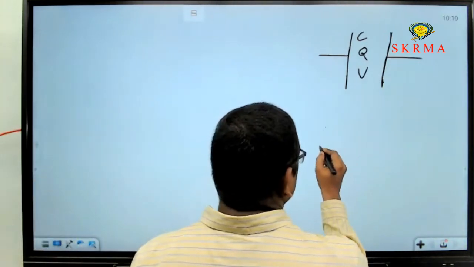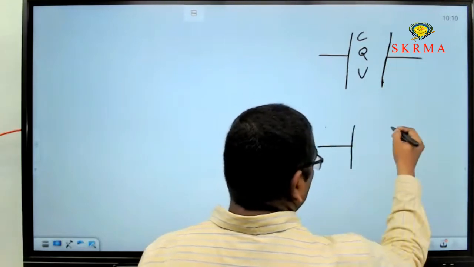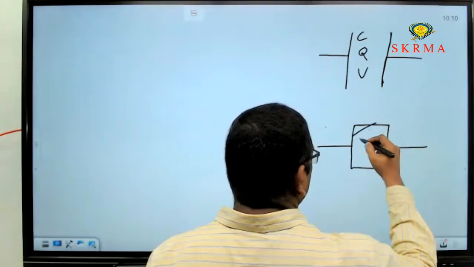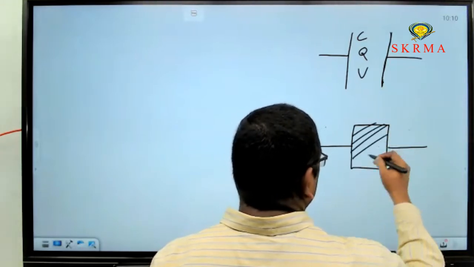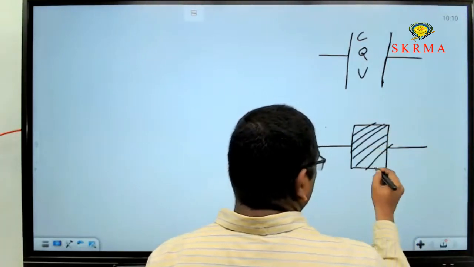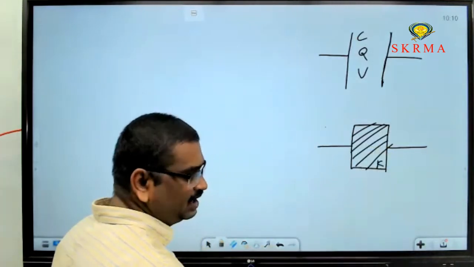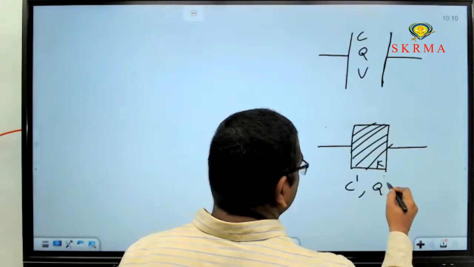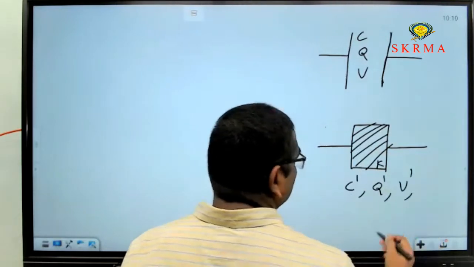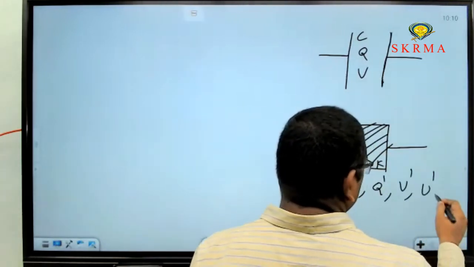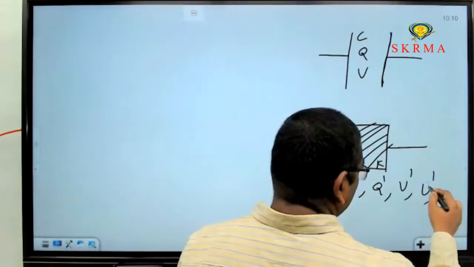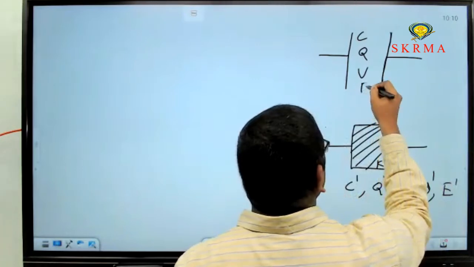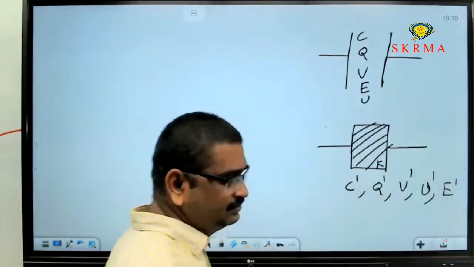Now the same capacitor, I am going to introduce one dielectric between these two capacitor plates. This is of a dielectric constant K. Now assume that C dash is the capacitance, Q dash is the charge, V dash is the potential, U dash is the energy, and E dash is the electric field. Here E is the electric field, U is the energy.